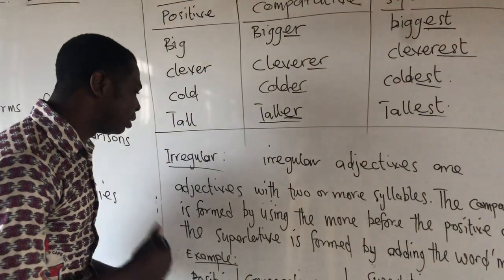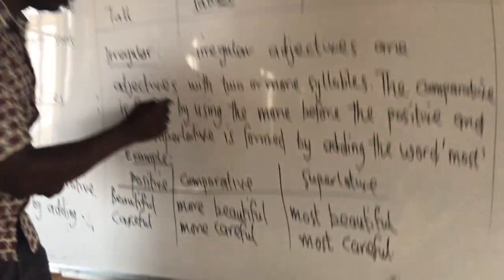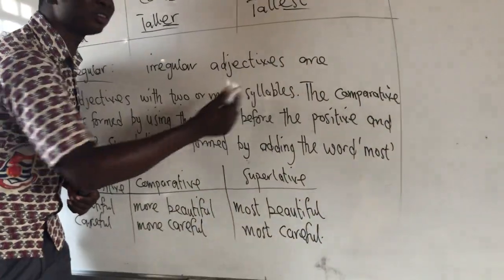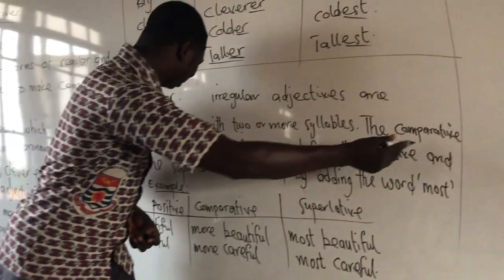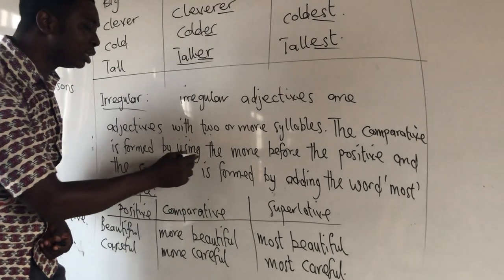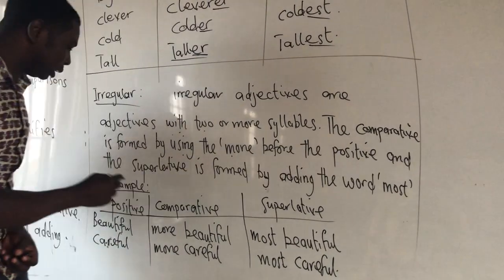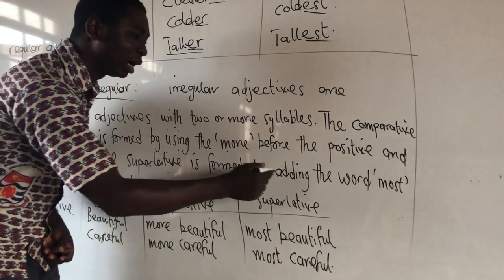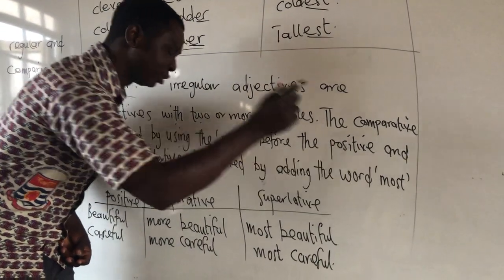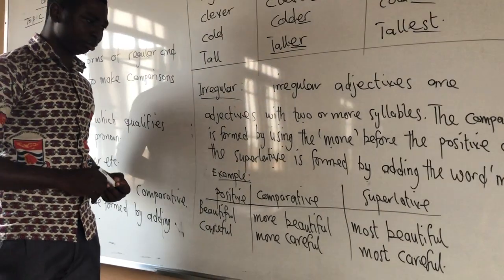Let's talk about the irregular adjectives. Irregular adjectives are adjectives with 2 or more syllables. The comparative is formed by using the word more before the positive, and the superlative is formed by adding the word most to form the superlative.